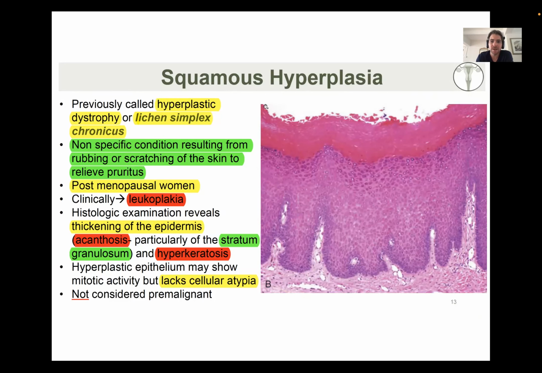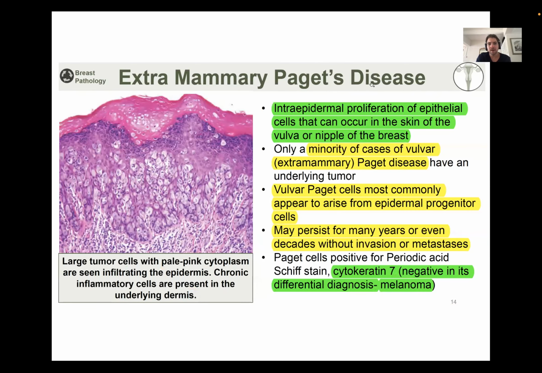It's even in term 5. All right, so squamous hyperplasia, you can see this here, leukoplakia, acanthosis or thickening of this layer here, and hyperkeratosis. Acanthosis is the granulosa layer, I believe, is this one right here. You can see thickening, and then hyperkeratosis can develop there as well. So it's just hyperplasia. It's not necessarily abnormal cells, just excessive growth. And then Paget's disease can not only be in the breast, but it can be extramammary as well. So you can see this down here.